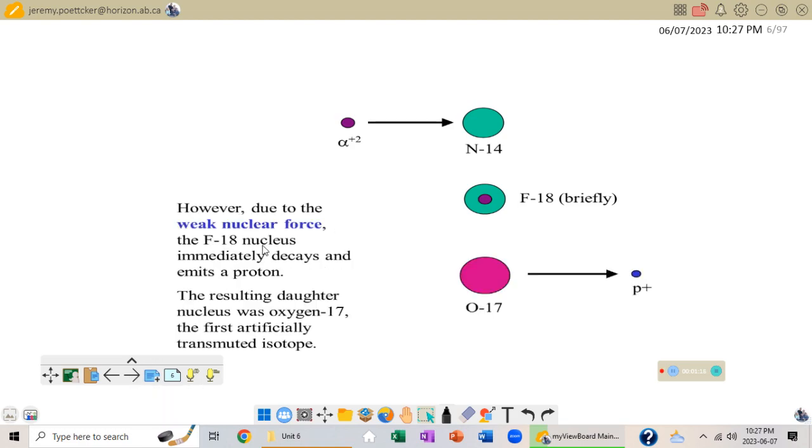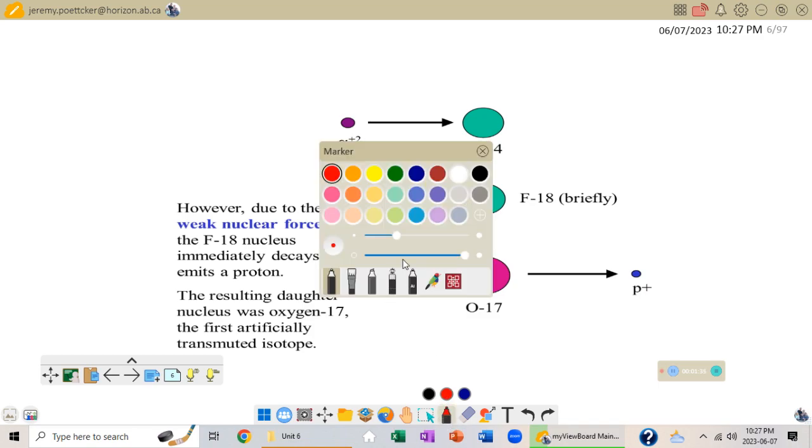Due to the weak nuclear force, the fluorine-18 nucleus immediately decays and emits a proton. The resulting daughter nucleus was oxygen-17, and this was the first artificially transmuted isotope.